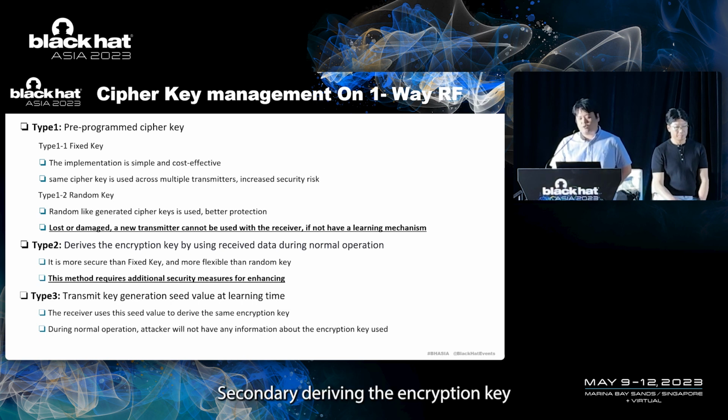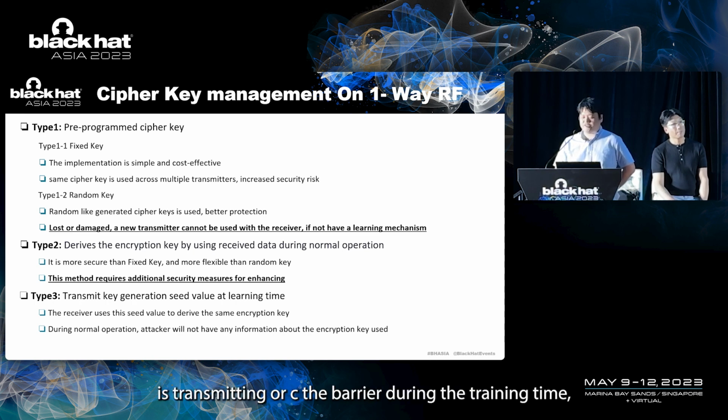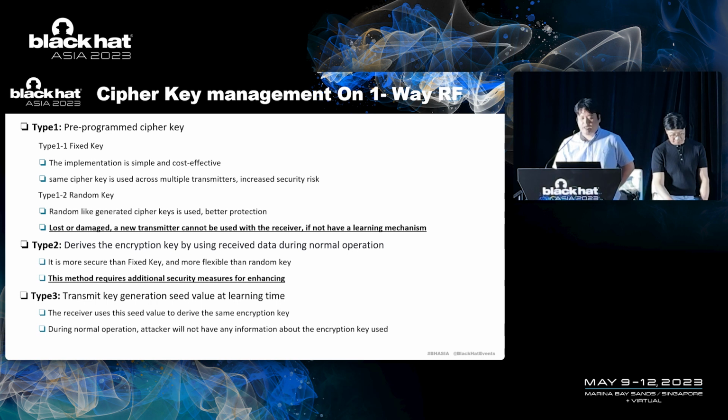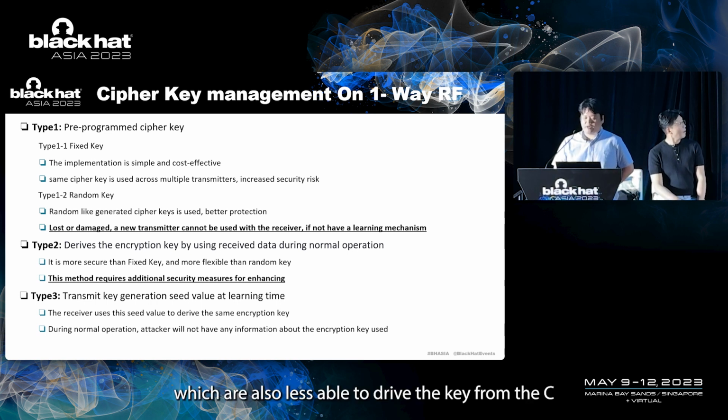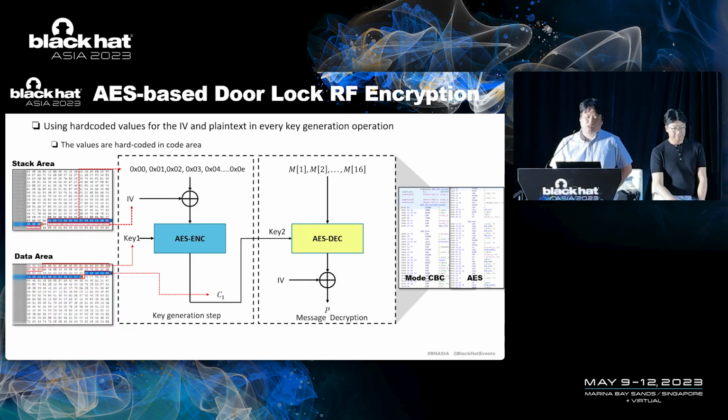Secondly, deriving the encryption key from the received data is another method that can be effective in generating unique keys for each transmission, but it may be vulnerable to hacking attempts. Lastly, the most secure method for enhancing the security of rolling code is transmitting a seed value during the learning time, which allows the receiver to derive the encryption key from the seed value, making it difficult for an attacker to predict or guess the key.